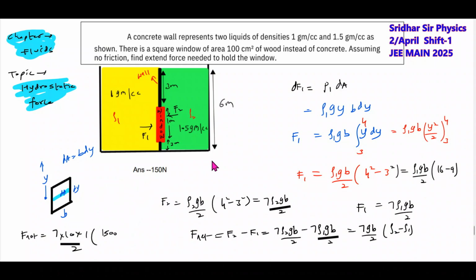Here we have to convert 1.5 gram per cc. This will be 1.5 by 1000, as 1000 gram becomes kg, into 10 to the power of 6 cubic centimeter, converting to cubic meter. This will become kg per cubic meter. So 1500 minus 1000 is 500, and 35 into 500 gives 17,500 Newton.